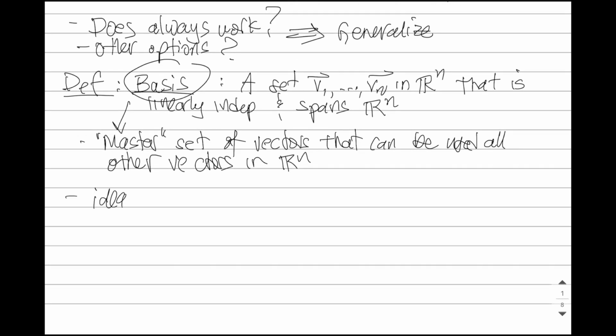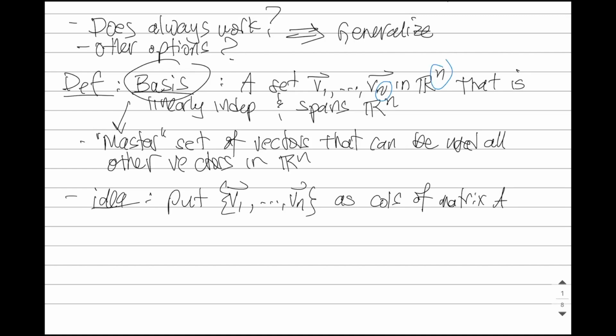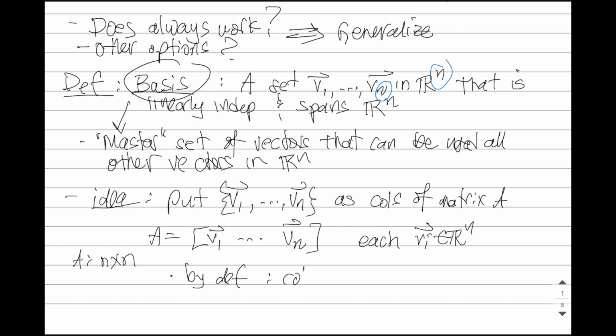And to try to really illustrate why a basis is useful, we are going to put these vectors as the columns of some matrix A. Our set goes from v1 through to vn, and that matches Rn. So we're going to put this into the columns of a matrix. Each one of these vectors, vi, lives in Rn, so there are n entries. That means our matrix is n by n. By definition, the columns of A span Rn. That's part of the definition of a basis.